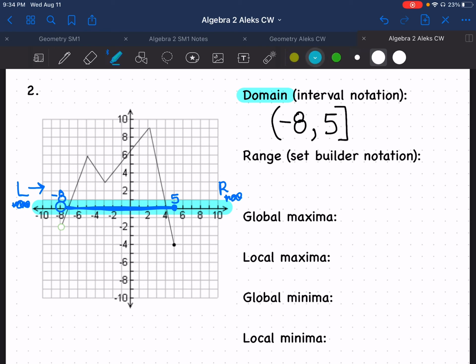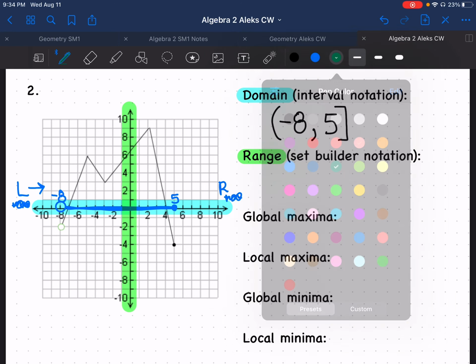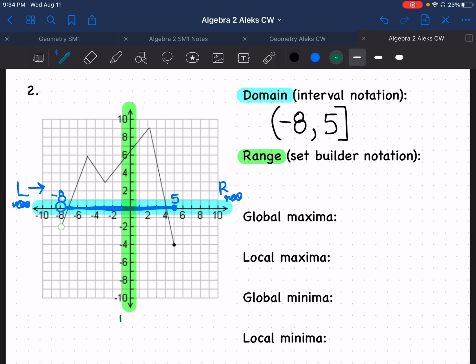All right, let's go ahead and look at the range. Now remember that the range are your y values. So I'm going to highlight my y-axis. Some things that we need to be looking for when we're doing the range. Remember, we start down here at the bottom, which is where our negative infinity is, and we're going to read our graph in an upwards direction until we get to the top of the graph, which is where our positive infinity is at.